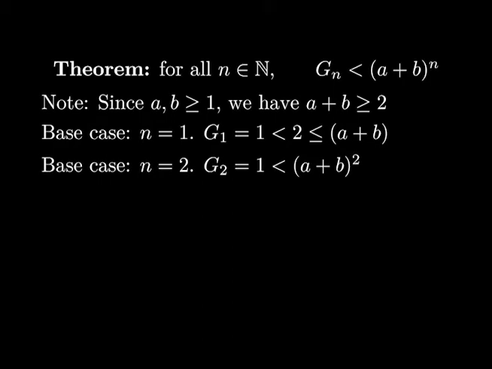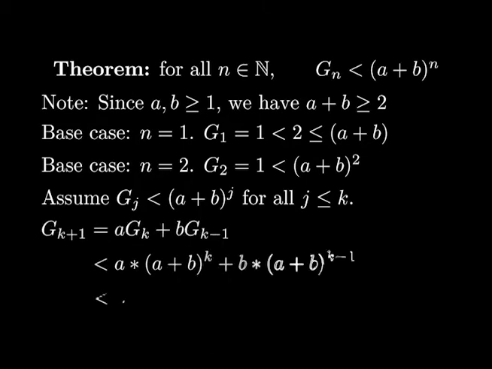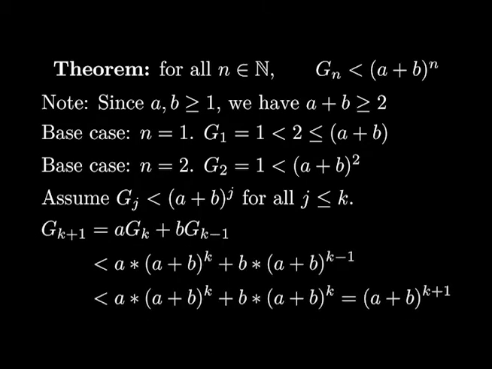Now fix k and assume that the theorem holds for all numbers up to and including k. Then g of k plus 1 is a times g sub k plus b times g sub k minus 1 by definition, which is less, by the induction hypothesis, than a times a plus b to the k plus b times a plus b to the k minus 1, which is less than a times a plus b to the k plus b times a plus b to the k, which after factoring is exactly a plus b to the k plus 1.